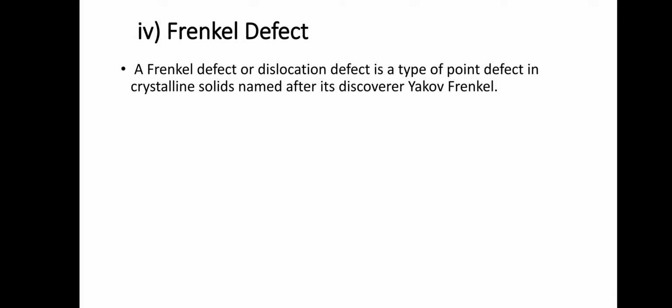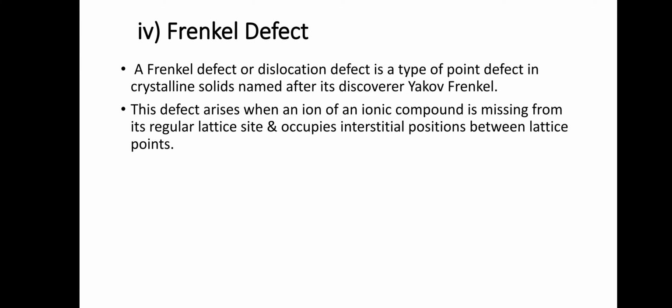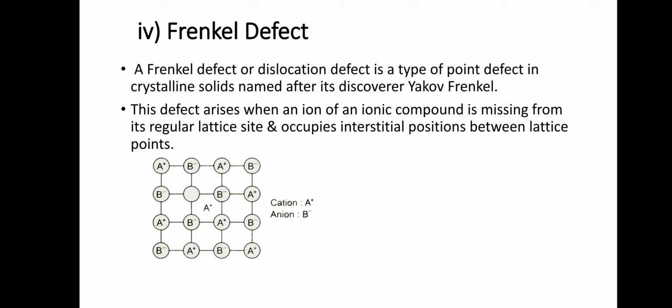Let us now see Frenkel defect in detail. A Frenkel defect is a dislocation defect, or a type of point defect in crystalline solids, named after its discoverer, Yakov Frenkel. This defect arises when an ion of an ionic compound is missing from its regular lattice site and occupies interstitial positions between the lattice points.